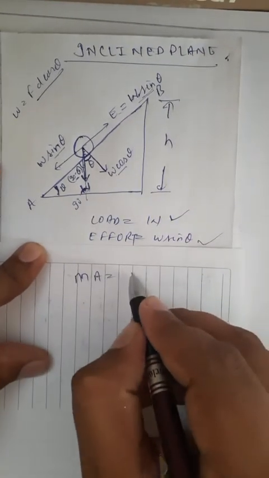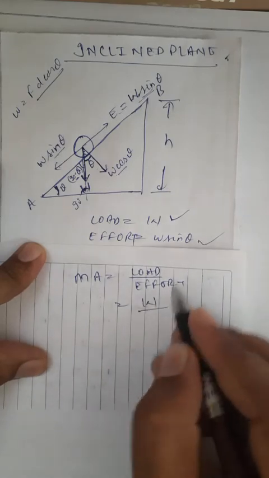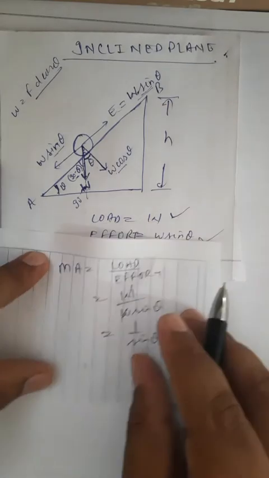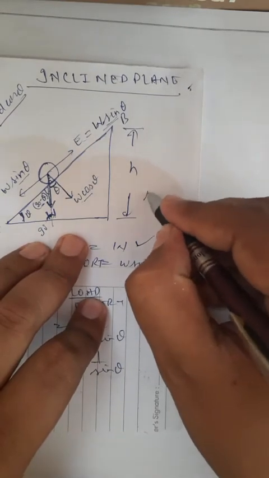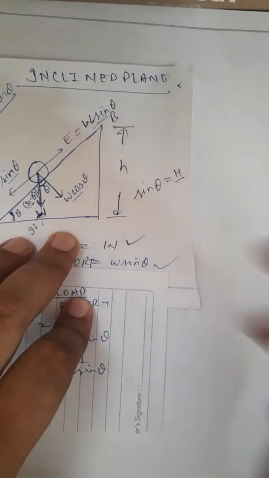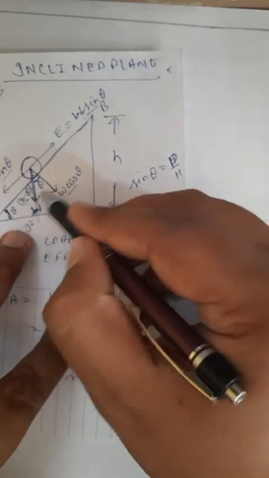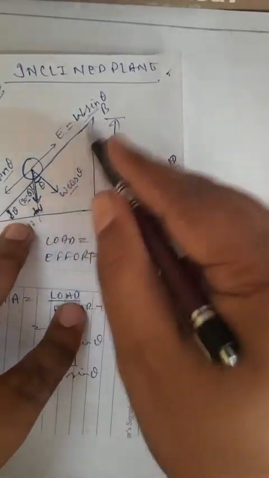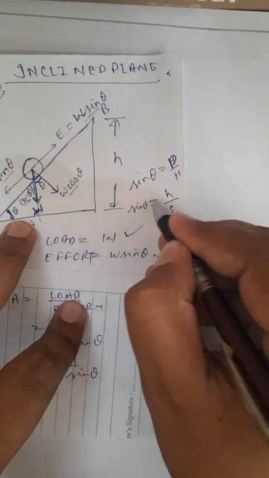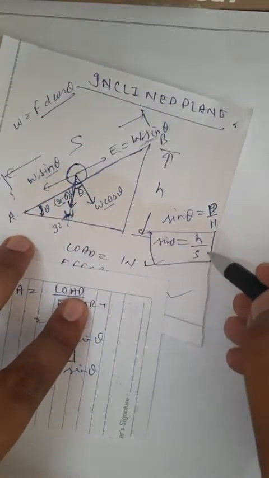We know MA is given by load upon effort. So load is equal to W and effort is W sin theta. So simply W will get cancelled and you will get 1 upon sin theta. Now sin theta can be easily calculated from this figure, since sin theta is equal to perpendicular upon hypotenuse. Since this angle is theta, the perpendicular will be equal to H and the hypotenuse will be equal to S. So sin theta is equal to H upon S. Your hypotenuse, this whole distance, is considered as small s.